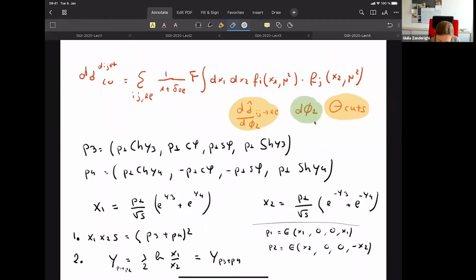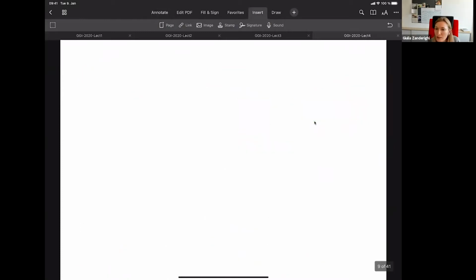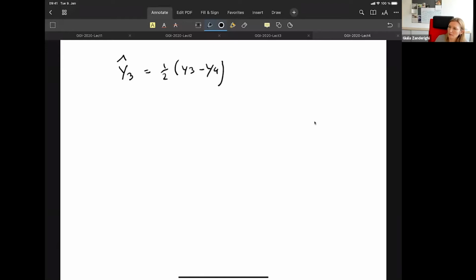What you can also do then, and maybe at this point you should be able to see directly, is that the rapidity of, say, this particle 3 in the center of mass frame, for objects in the center of mass frame I put a hat on, is equal to 1/2 (y3 minus y4), right?